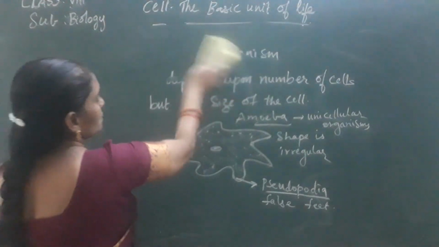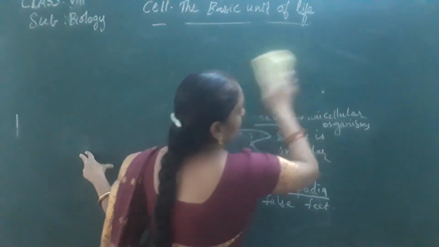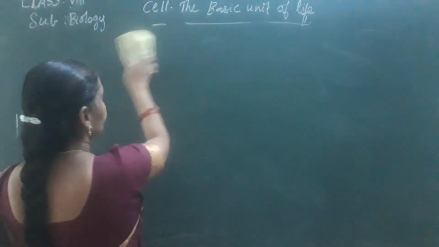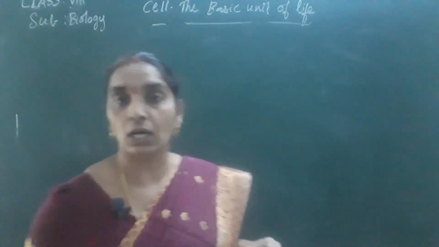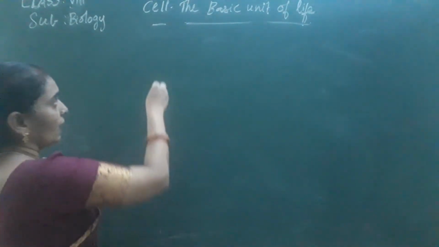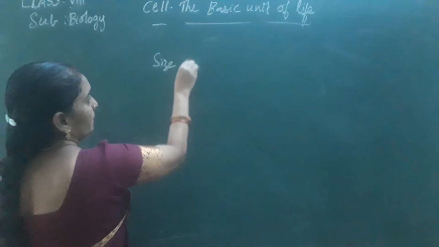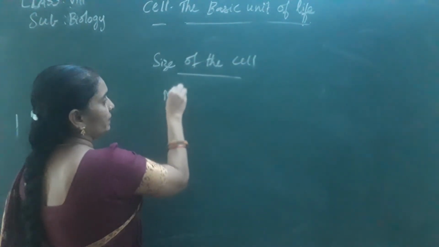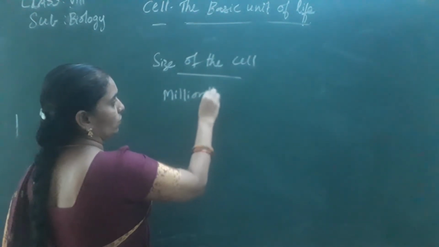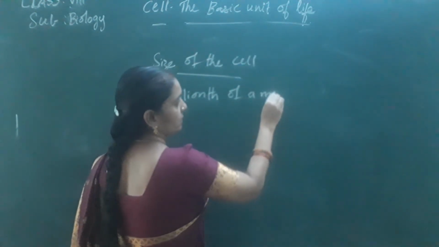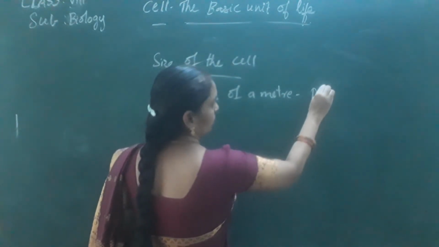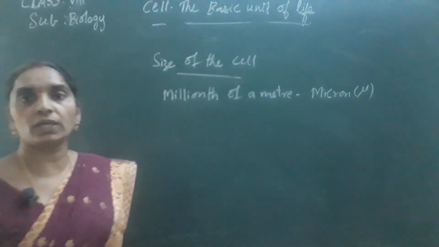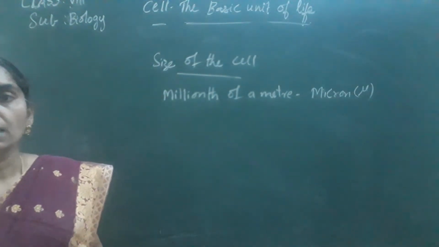So now you will see the size of the cell, how it varies from the very smallest bacteria to the largest cell, the ostrich egg. I said that the size of the cell varies from the millionth of a meter, which is called a micron. It's represented by this symbol. Millionth of a meter is a micron.